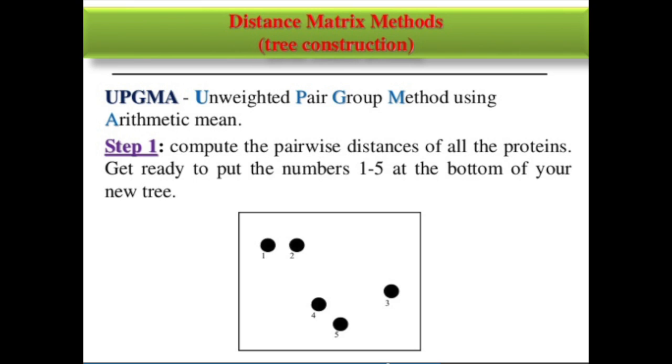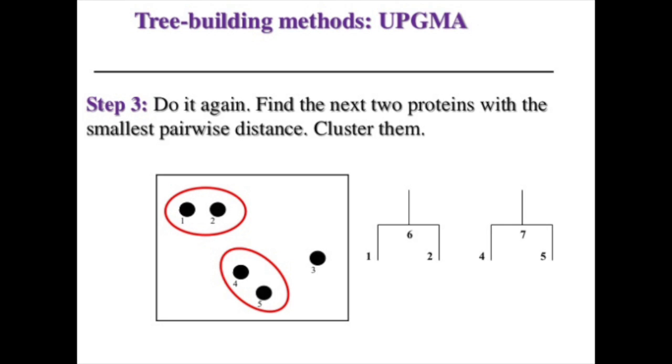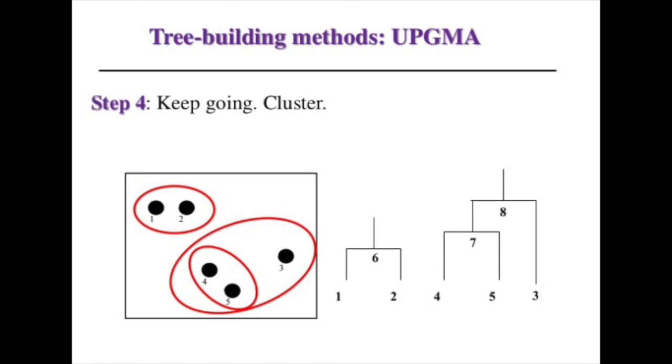And we also need to study a lot of algorithms for tree construction. So here's a simple method that's introduced. It's called UPGMA. I'm not going to go into the detail of this because this is a very simple example, and I do believe that it can be much more complex. But basically, it just does clustering to find the two proteins that have the smallest pairwise distance.